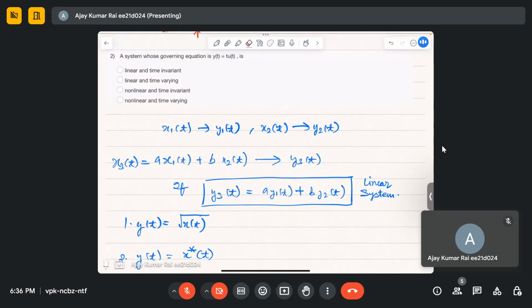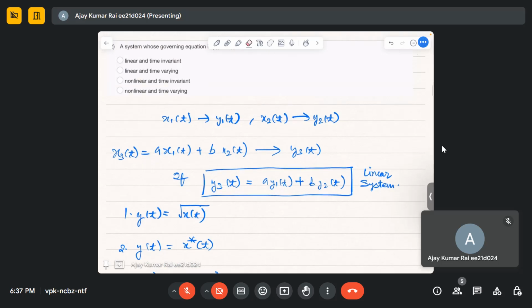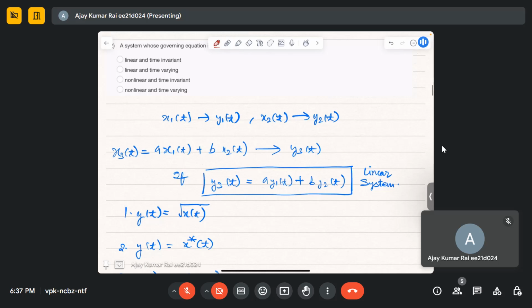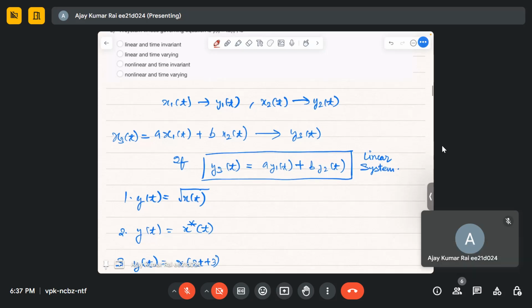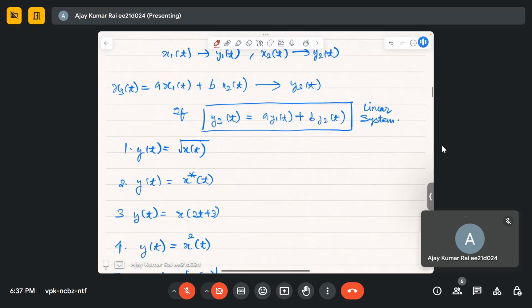Let's suppose we have a system, and if you give x1(t), then your output is y1(t), and if you provide input x2, then you'll get output y2. The third input is a linear combination of these two: a x1 plus b x2, and you will get y3, and your y3 should be equal to a y1 plus b y2. Then you will call this system a linear system. This is the superposition principle that we are using, so let's use it for this particular system.